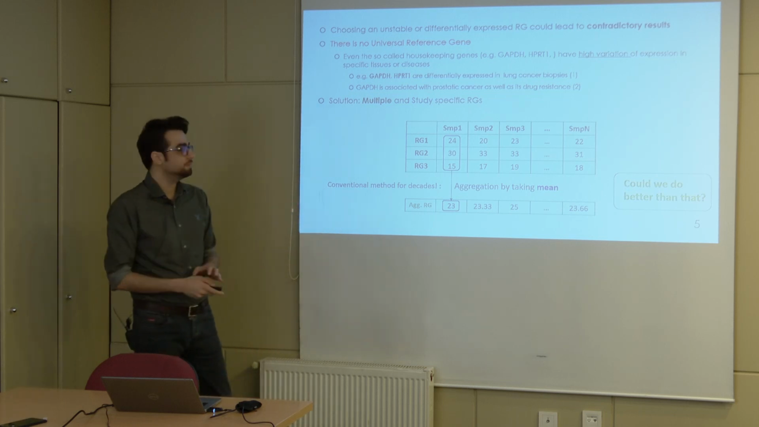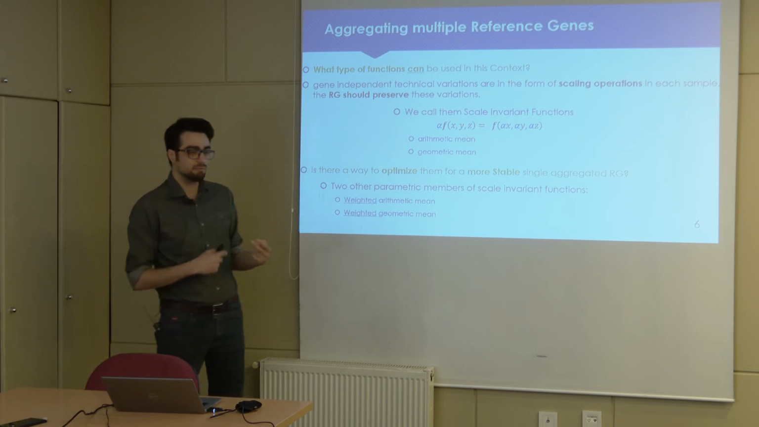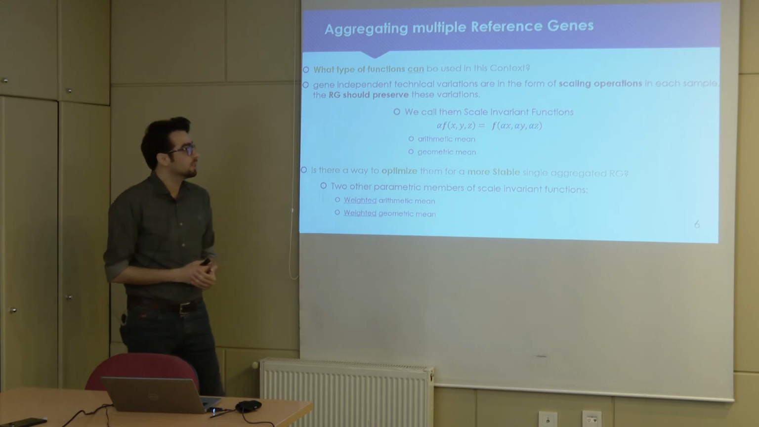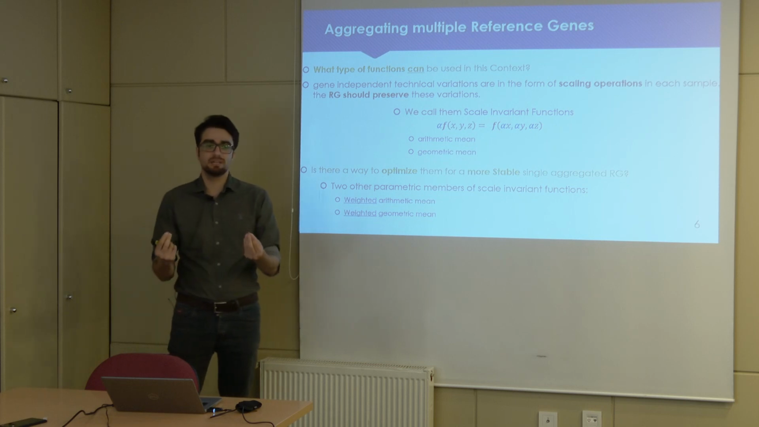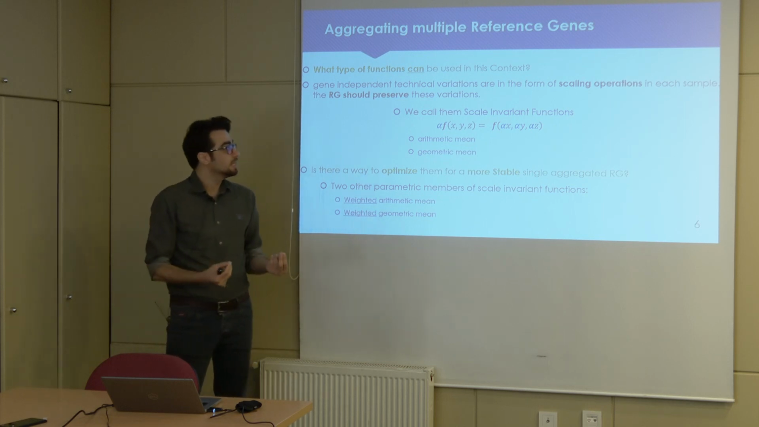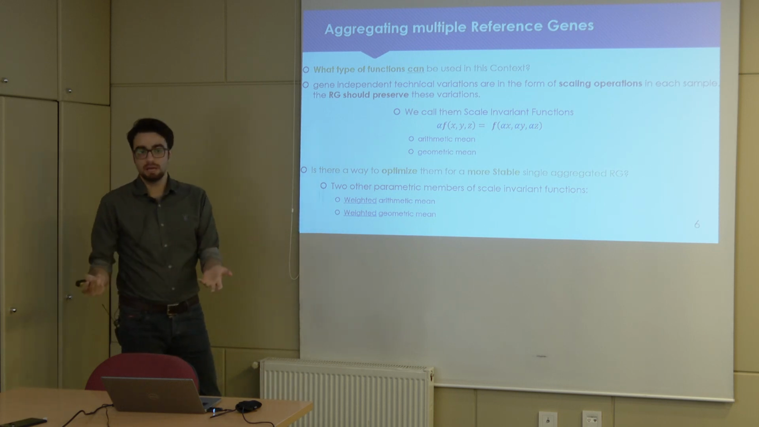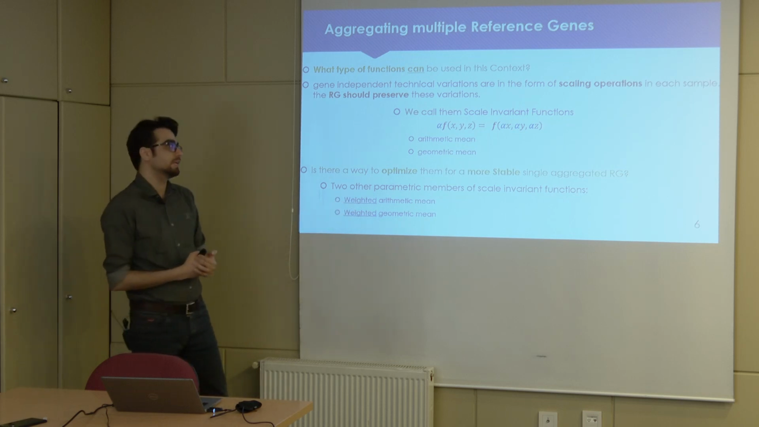This is our main contribution. And the way we approach it, first we are answering 2 questions. The first one is, what type of functions can be used in this context? So the gene-independent technical variations, like the RNA concentration in different samples, are in the form of scaling operations for each sample. And the reference gene should preserve these very technical variations so that you can normalize your target gene with it and remove the technical variation.